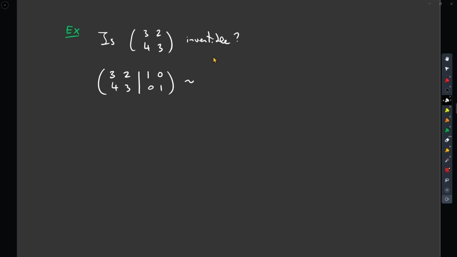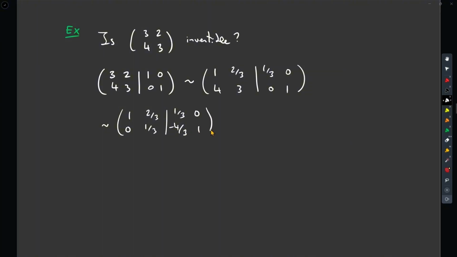invertible. So I can row reduce this by creating a pivot of 1 at the top, so I have to divide by 3. And then what I'm going to do is eliminate these 4. That elimination brings me to 1, 2/3, a third, 0, 0, a third, minus 4 over 3, 1, and then eliminate the rest. So I'm going to make this a 1 and then subtract from here.